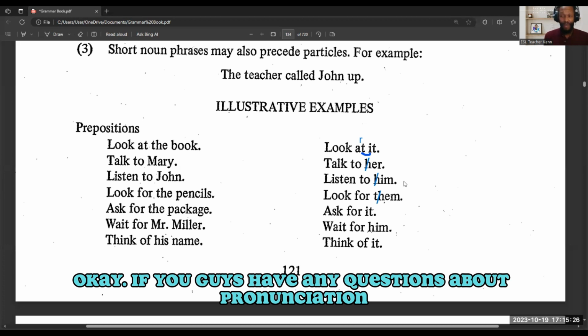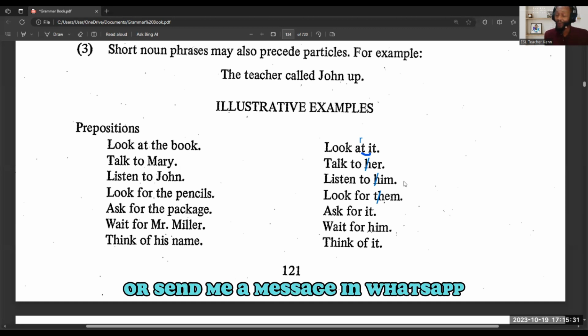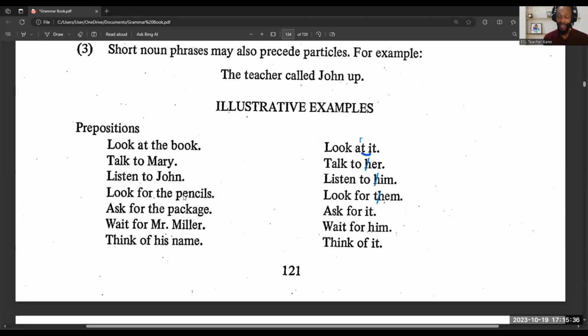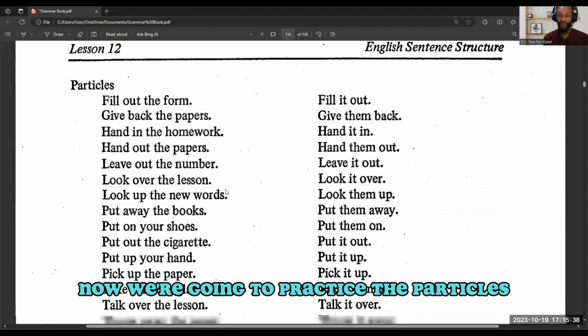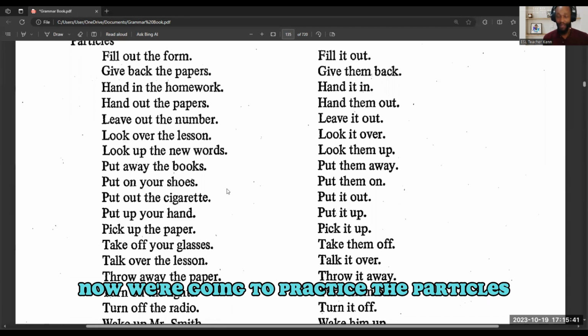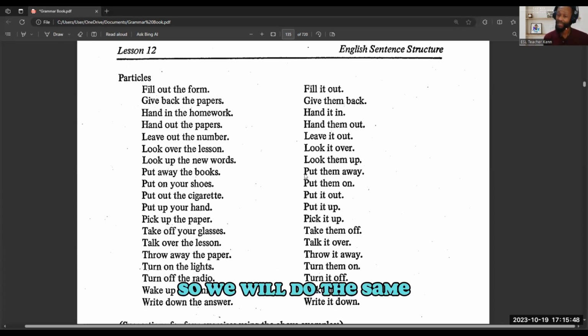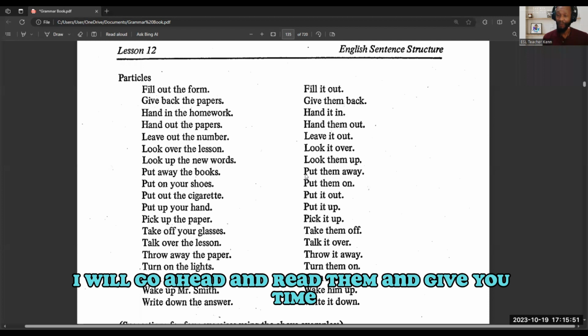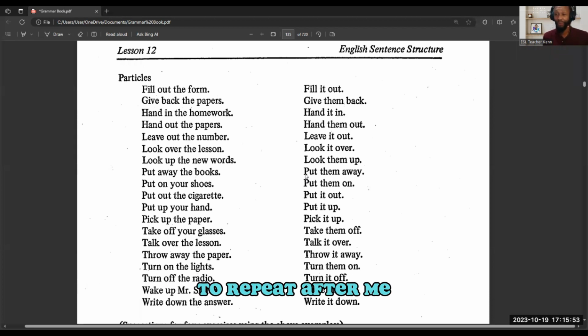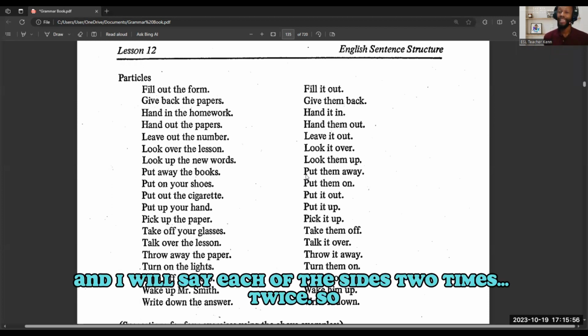Okay. If you guys have any questions about pronunciation, please leave them in the comments or send me a message in WhatsApp. I am available over there too. Now, we're going to practice the particles. The particles are the ones that we have to separate. So we will do the same. I will go ahead and read them and give you time to repeat after me. And I will say each of them two times, twice.